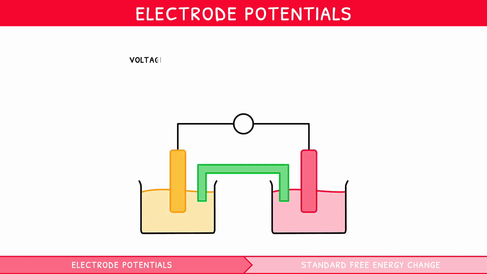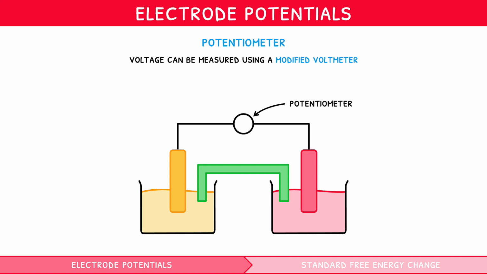In this previous series, we discussed the idea that the voltage running through the external wire of a voltaic cell can be measured using a modified voltmeter called a potentiometer. Doing so records a standard electrode potential value for a species, given by the symbol E. However, we stress that this must be done with reference to the standard hydrogen electrode.